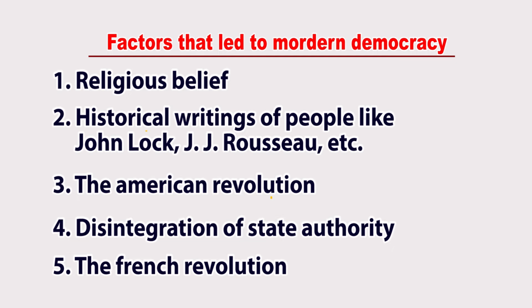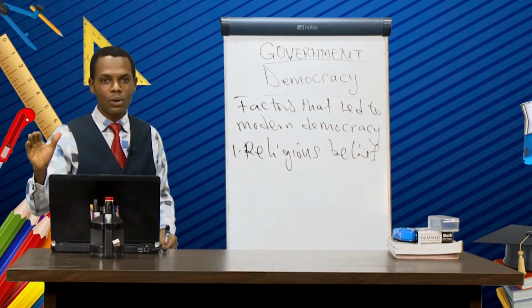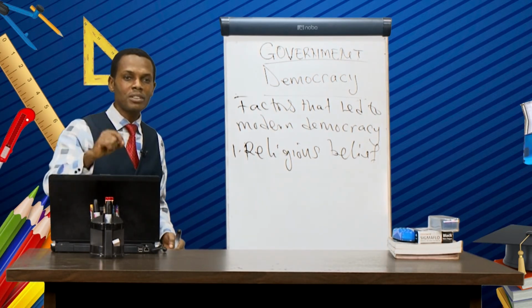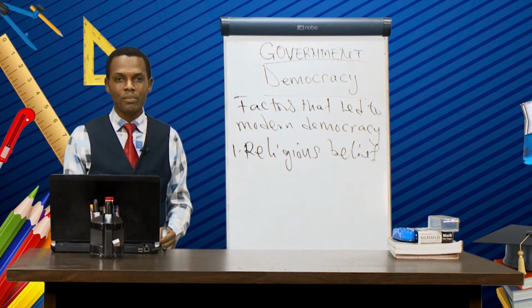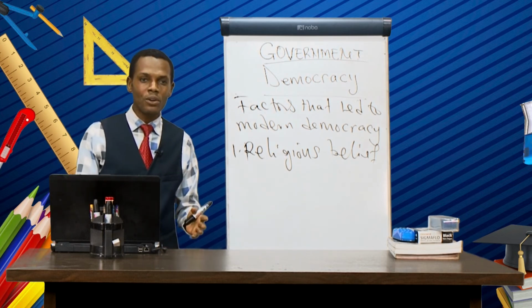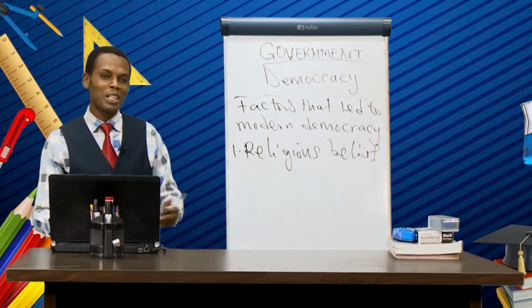What are these factors? Number one is religious belief. What's the belief of the religion? The religious people believe that God created everyone equal, and that the government is established to take care of these people equally. Then someone will say, are you trying to drag God into the matter of democracy? Yes, God is also a Democrat.